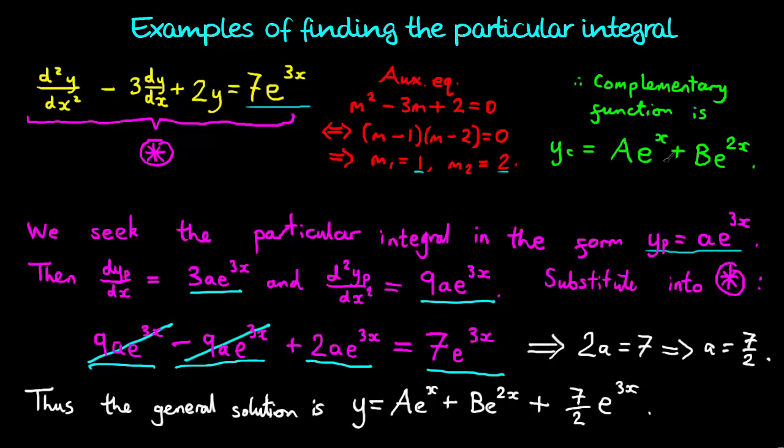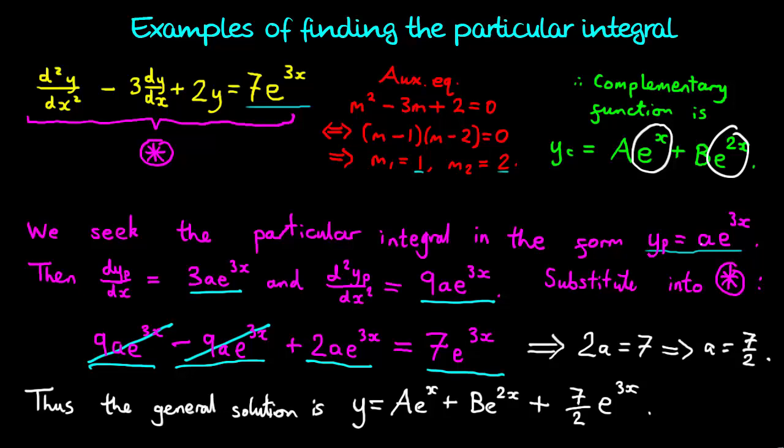Okay, so in this particular example it was easy to guess our trial function, because we had this e to the 3x on the right hand side of the equation, so we could just choose a constant times e to the 3x. And remember we said that we didn't want our choice of particular integral to include anything that was in the complementary function. So in the complementary function we had an e to the x, we had e to the 2x, we didn't have anything like e to the 3x, so this was simple.